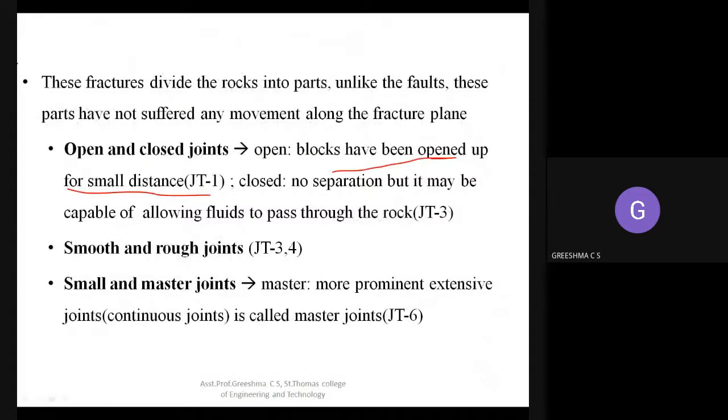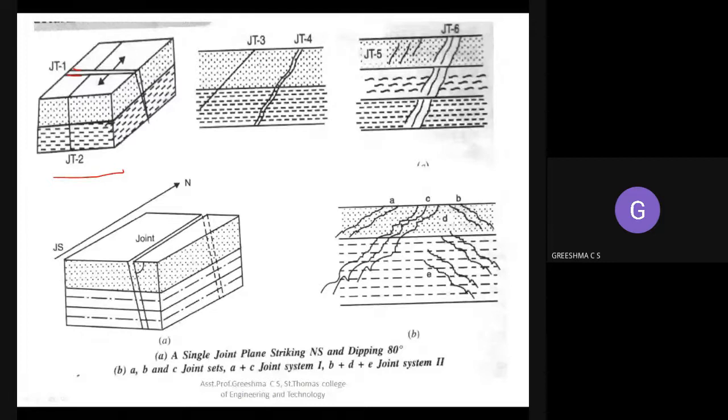Closed means there is no separation, but it will allow water to pass through it. See this one, this is a closed one. Here you can see that a joint or fracture has occurred in the rock, and there is no distance between these two blocks, but it will allow water to pass through it. There is a fracture in the rock, there is no displacement or movement, but this fracture will allow the water to pass through.